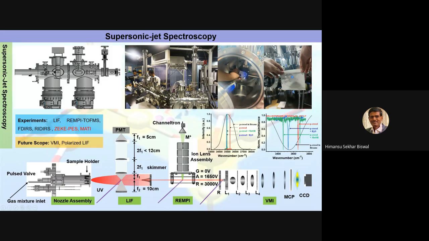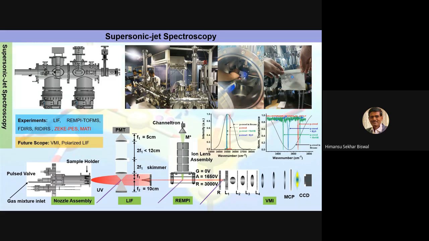The spectrometer we have built took us almost 4 to 5 years to build, and the experiments are working now. We have a lot of options like laser induced fluorescence, resonantly enhanced multiphoton ionization type or time of flight mass spectroscopy, fluorescence dip infrared spectroscopy, resonant ion dip, all of these we can do. And we are building something called velocity map imaging and polarized laser induced fluorescence. These are what we are building to do many other spectroscopies.